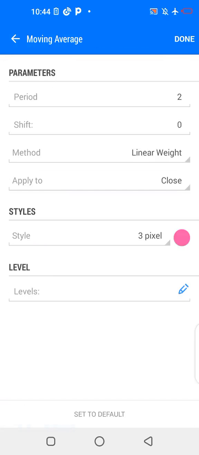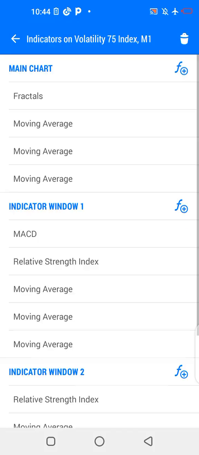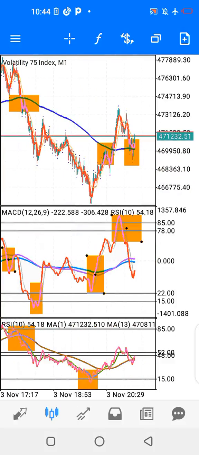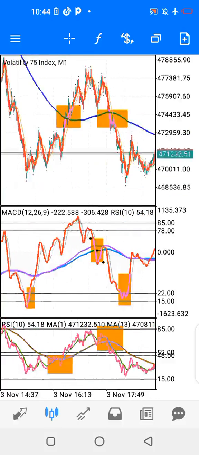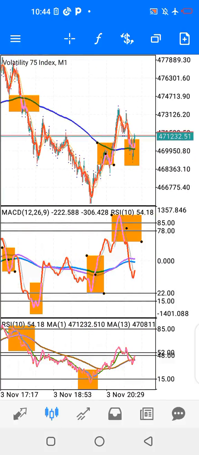And finally, we have 2 period moving average. Method is linear weight. Apply to close. And the color is pink. So that is that for this strategy. It's a good strategy. We like it. You like it. Like I said, allow crossing before you take your trade.